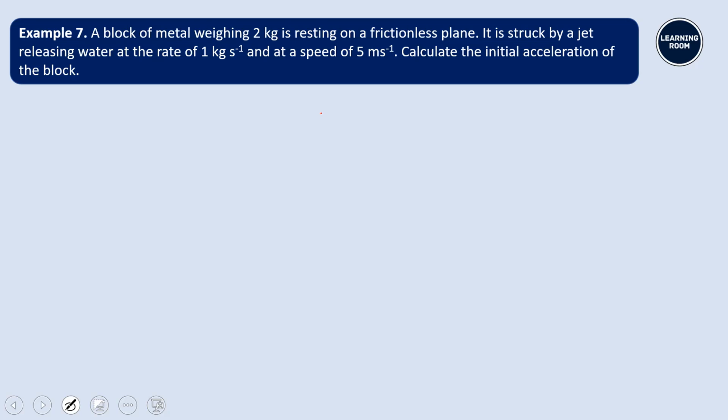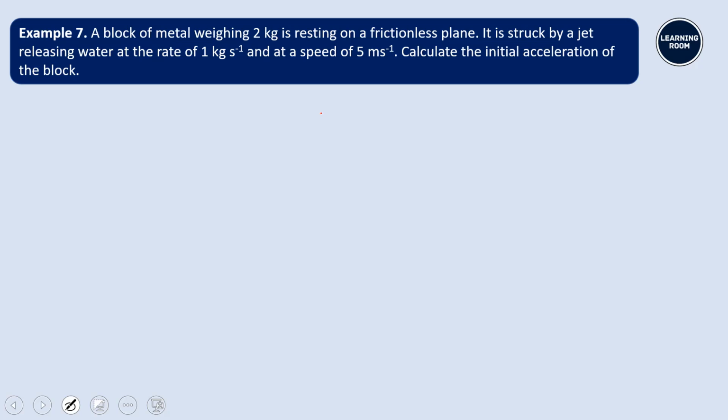So try to understand. Here also you have something like rate. Here also you have rate. So what is the difference between both the rates? Here it is a rate of mass that is coming out. It is the rate at which it is able to cover the distance. That is the speed, right? So if this is the given scenario, calculate the initial acceleration of the block.